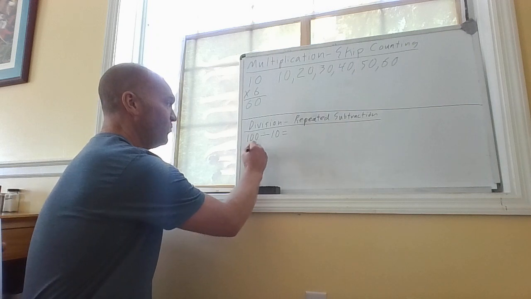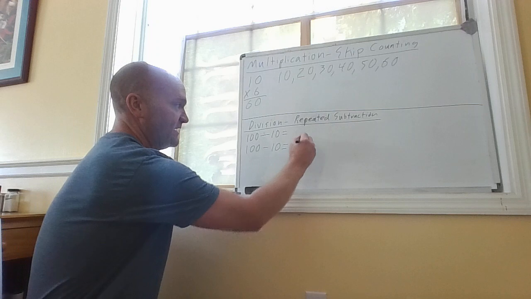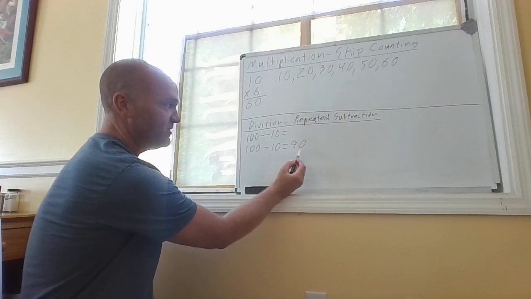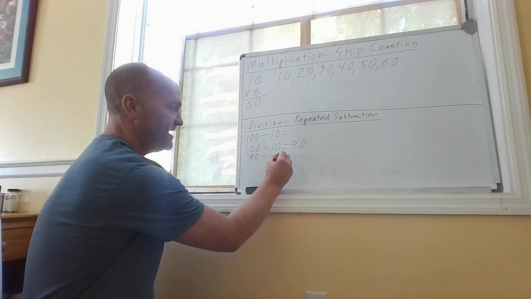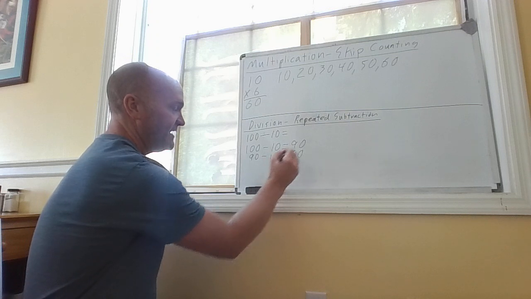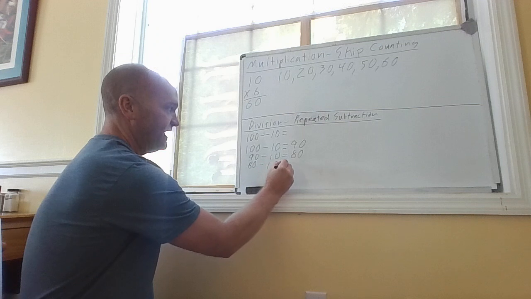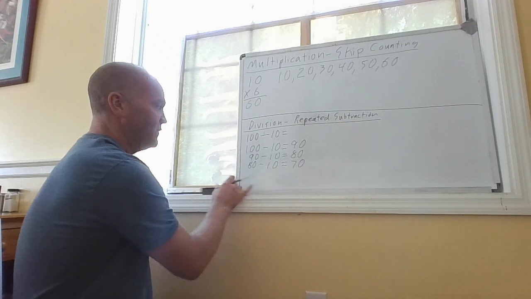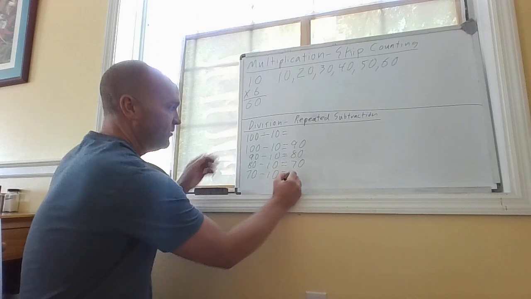So we're going to go 100 minus 10 equals 90. And then we subtract from this. So we take this 90 over here and we subtract 10 again and we get 80. We take the 80 over here and we subtract 10 again and we get 70. We take the 70 over here and we subtract 10 again and we get 60.